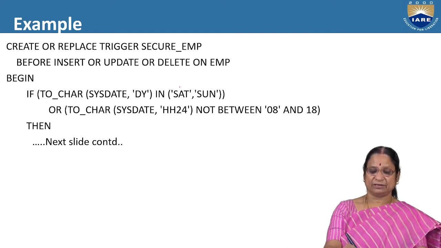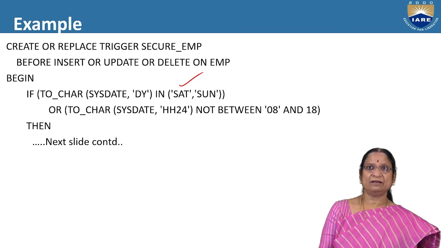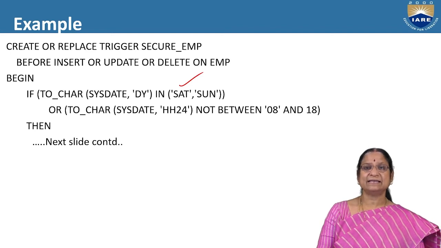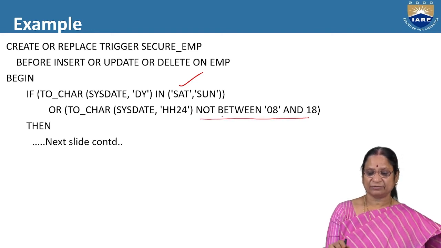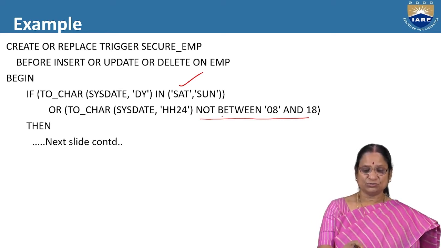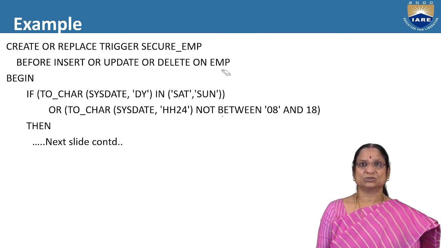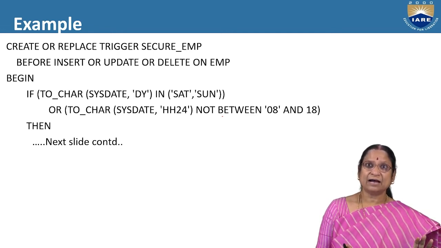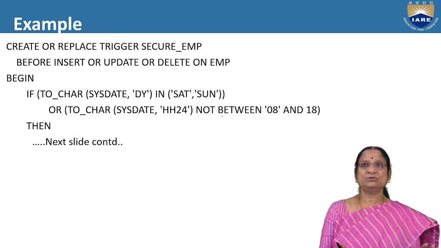First, I have to check the week. How to check the week? I am converting my day into a character, no? So SAT or SUN. So if the day is either Sunday or Saturday, or the 2 character time is not between, not between means it is out of the specified hours. If either of these two is satisfied, then don't execute or don't allow the event action. If the days are either Sunday or Saturday, or if the time is other than 8 in the morning to 6 in the evening, any other time, then we have to take some action.